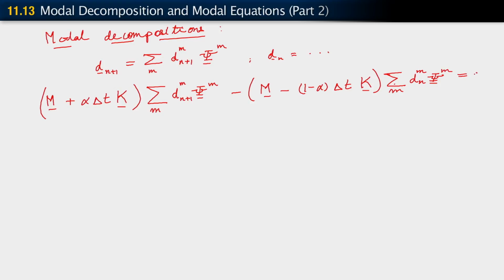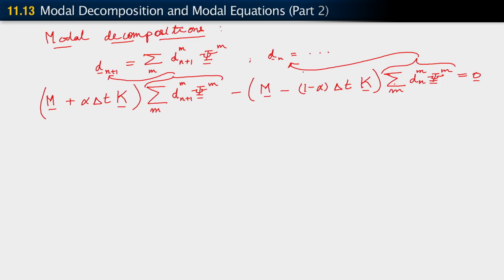Right, all of this equals 0. Okay, so I've taken two steps here relative to the last equation that I wrote on the previous slide. I've combined the matrices that multiply the d n plus 1 and d n vectors, as well as using the modal decomposition for d n plus 1 and d n. So this is, and this is that modal decomposition. Okay, that's what we have.